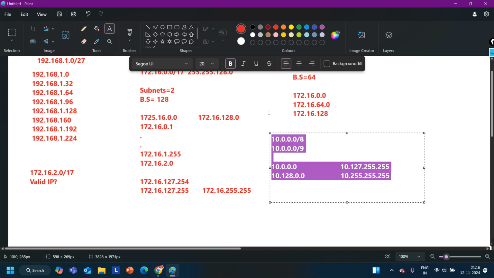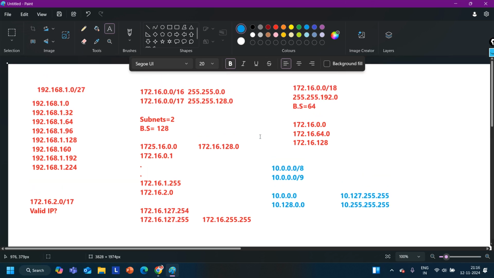Is it clear to everyone? Subnetting, is it clear, guys, to all or not? Is anyone not clear with subnetting?